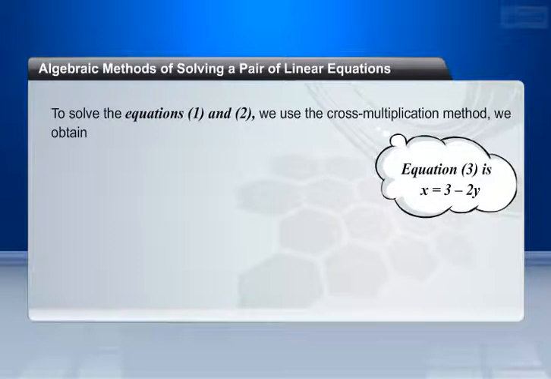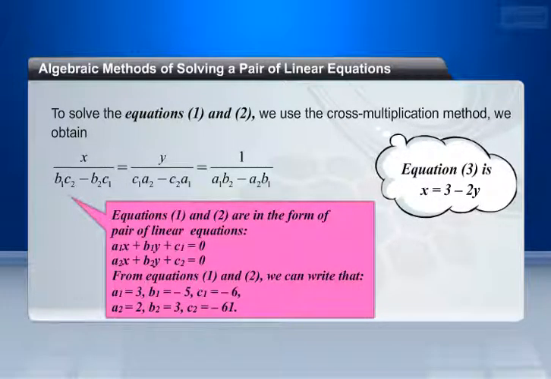Compare the equation 1, that is, 3x minus 5y minus 6 equals 0 and equation 2, that is, 2x plus 3y minus 61 equals 0 with the general form of pair of linear equations, a1x plus b1y plus c1 equals 0, a2x plus b2y plus c2 equals 0. Then we have a1 equals 3, b1 equals minus 5, c1 equals minus 6, and a2 equals 2, b2 equals 3, c2 equals minus 61.